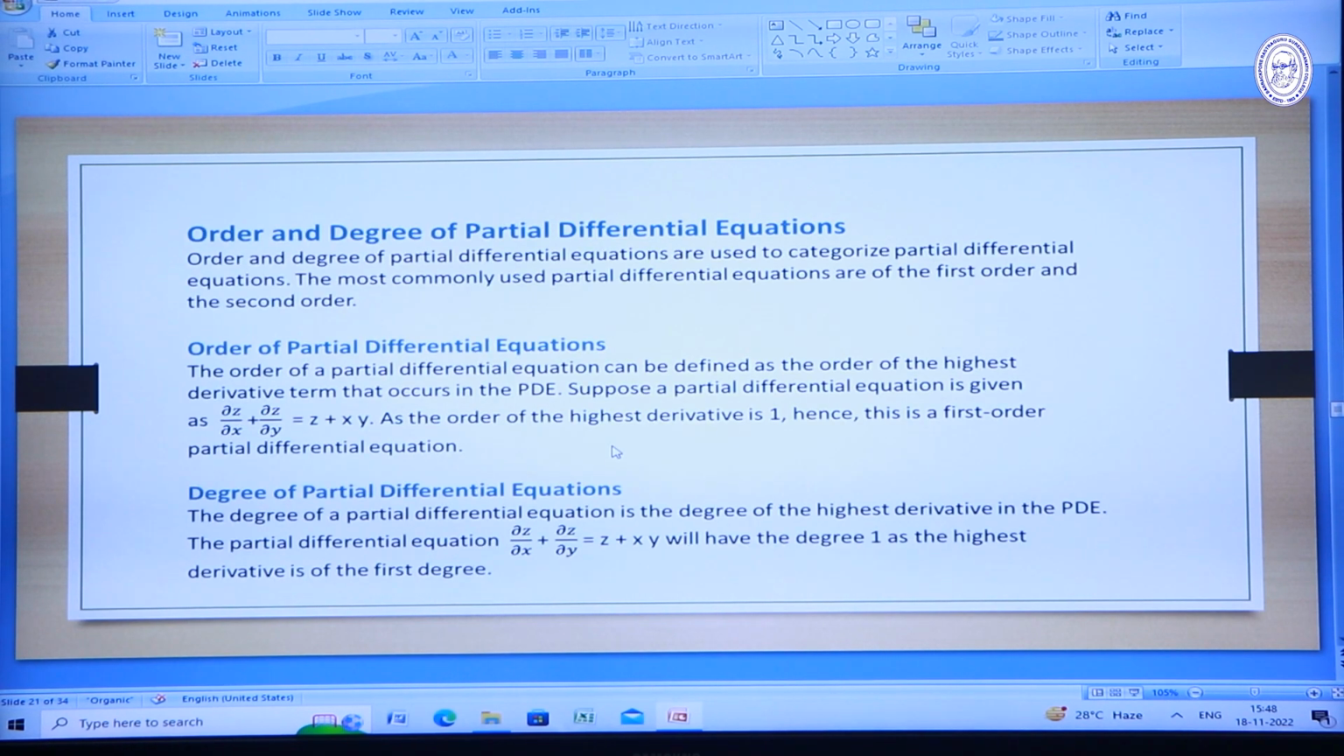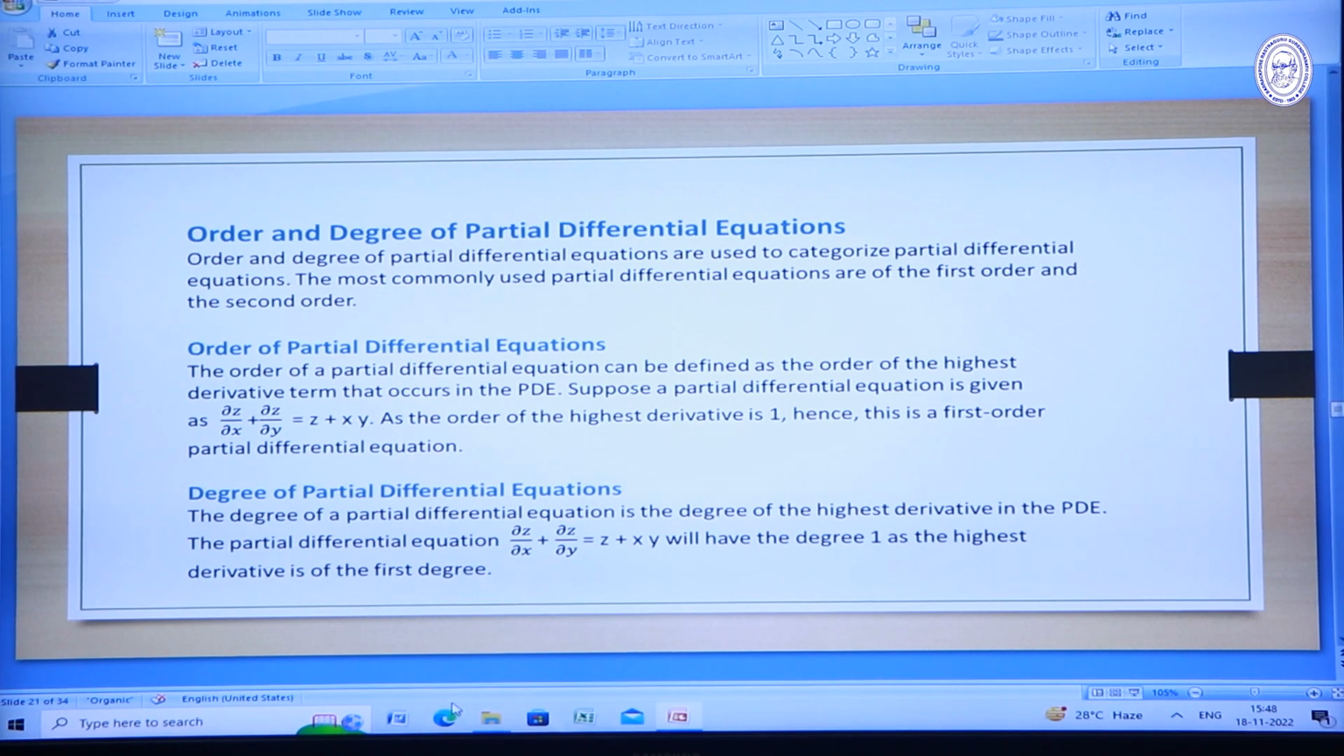Now we find the order and degree of a partial differential equation. The order of a partial differential equation is used to categorize partial differential equations. The most commonly used partial differential equations are of the first order and second order. Order of a partial differential equation: it can be defined as the order of the highest derivative term that occurs in the partial differential equation.